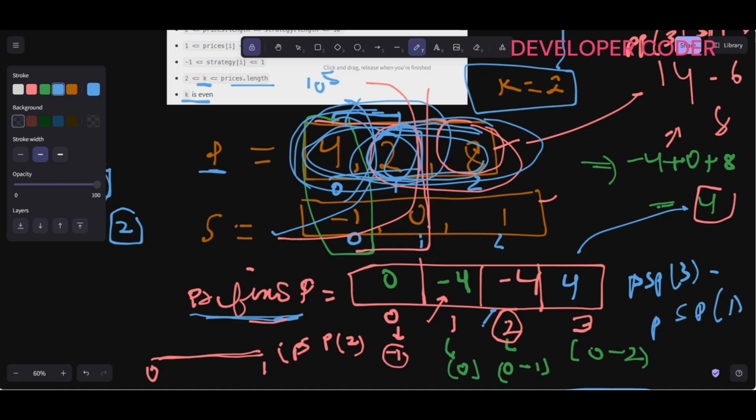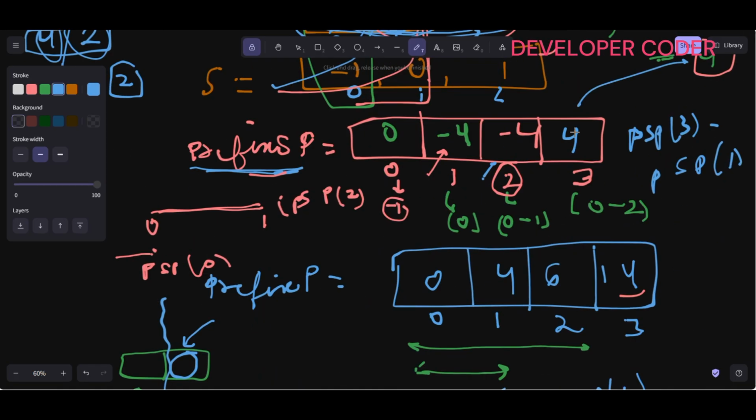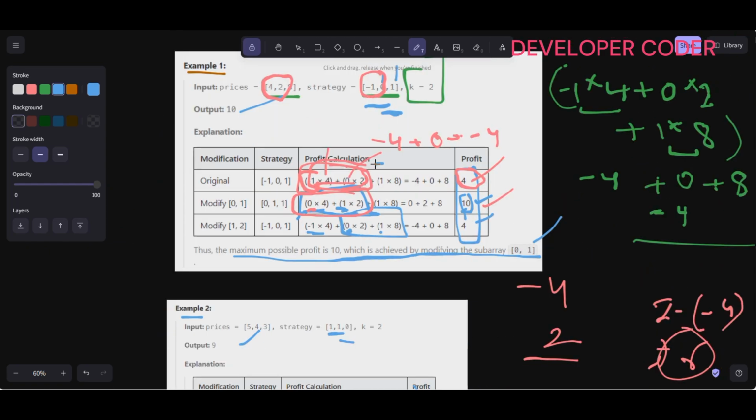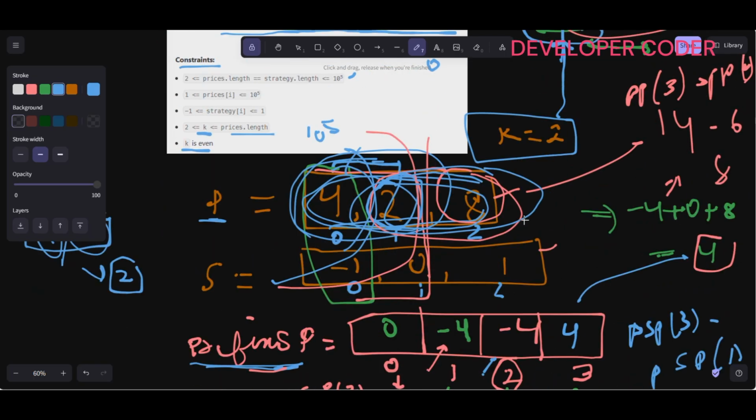sp1 means until 0, right? So here sp3 means 4 and sp1 means -4. So I'm getting 8. So 8 is the original and the modified is 8, so the gain is 0 only. Here in this 8 and here also we are getting 8, so the gain is 0 only.